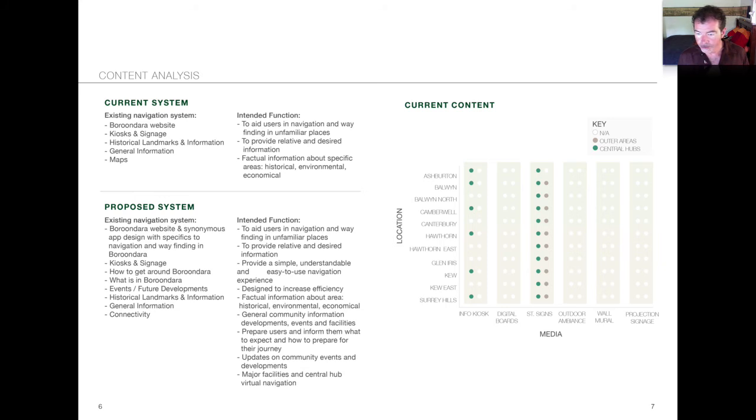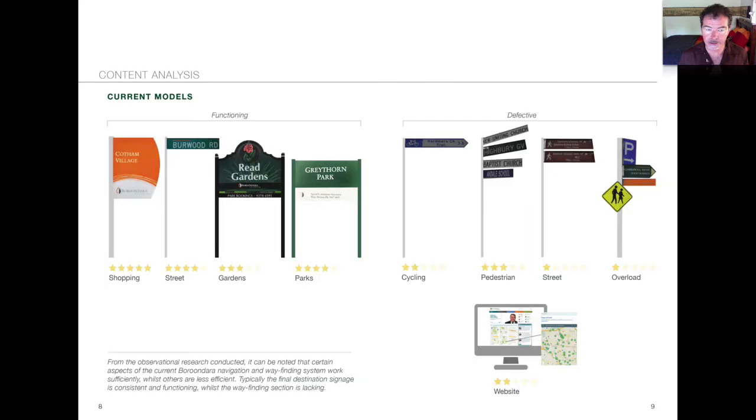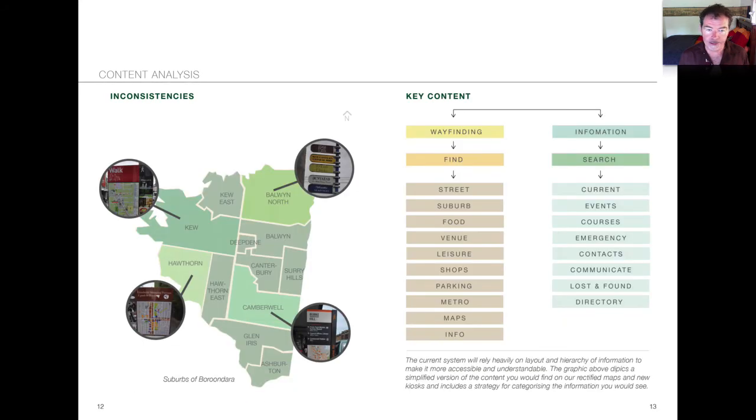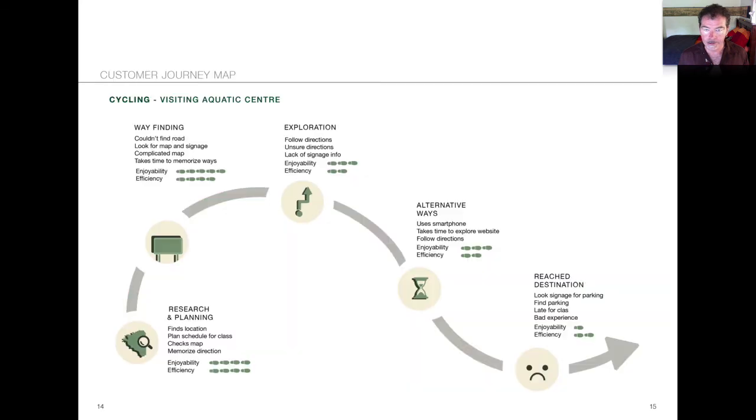There you go. So no digital boards, no wall murals, no outdoor ambience, no projection signage. So they're clearly visually showing that these are the media channels that we're going to fill. This is part of our innovation. These don't exist. We're going to make them. Pretty clear. All right. So there's their customer journey map.